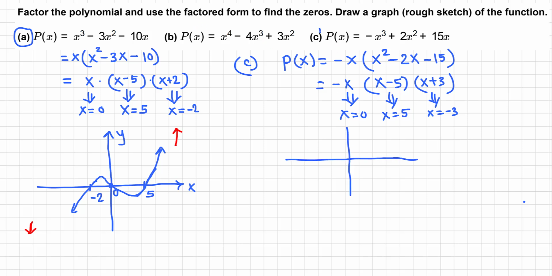So this is part C, negative x cubed. That means the opposite of part A. On the right side it eventually decreases. On the left side it eventually increases. So it goes through 0, 5, and negative 3. From here it goes up, and it goes down from 5, in the middle. Now you just connect. If you graph it in your calculator, you can get something similar to this one.